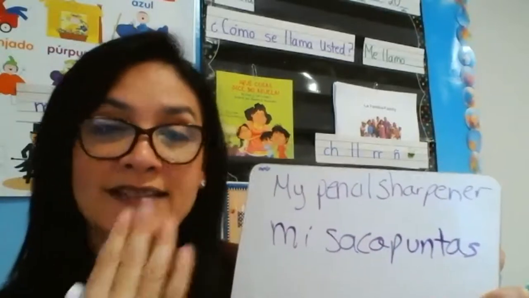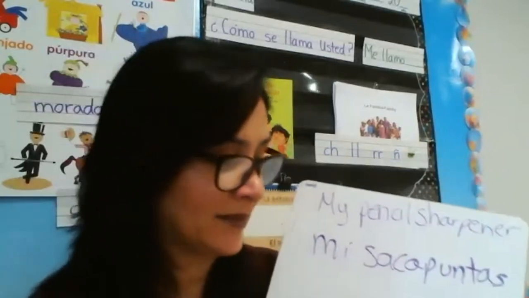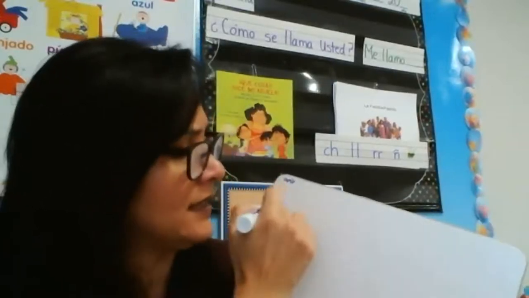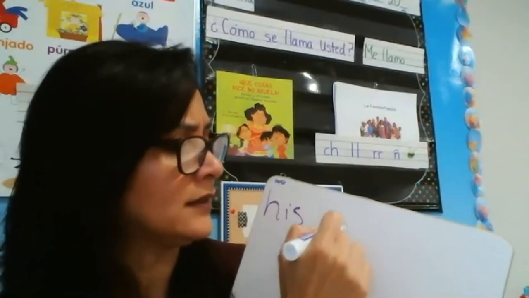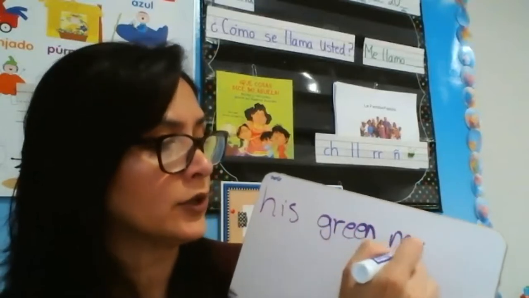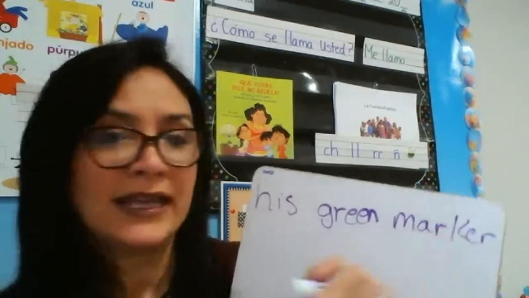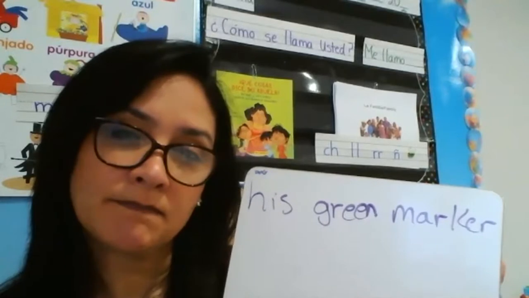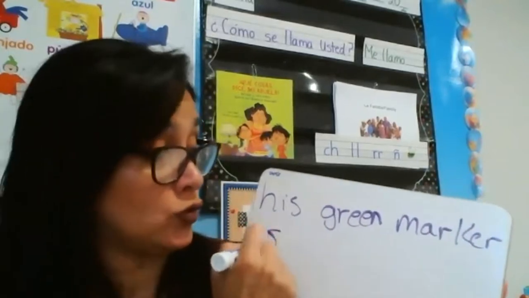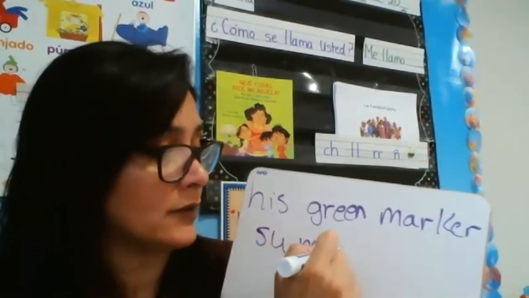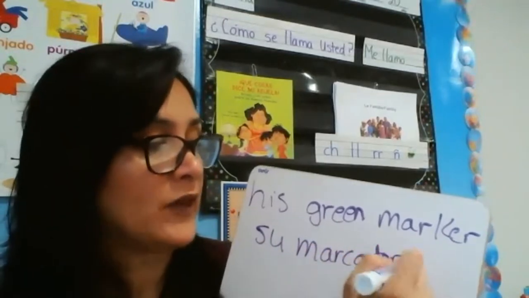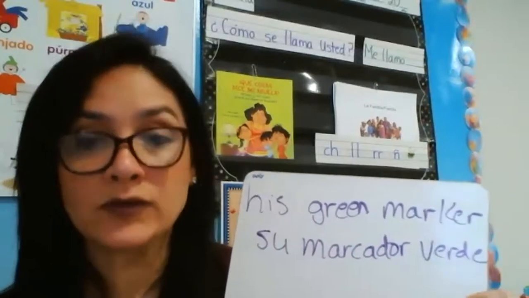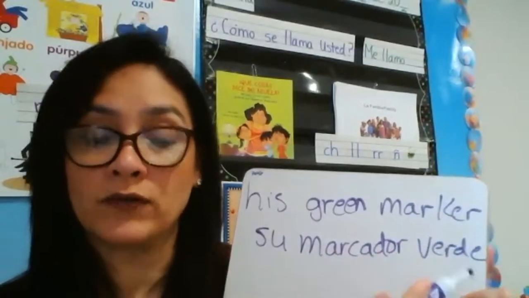Mi sacapuntas. Muy bien. What about if I wanted to say his green marker? His green marker. If you were thinking su marcador verde. Remember, color goes after the noun. Su marcador verde.